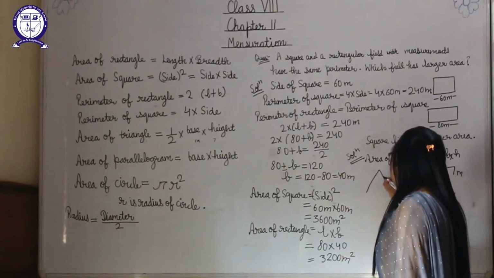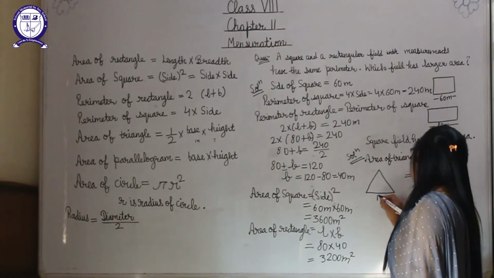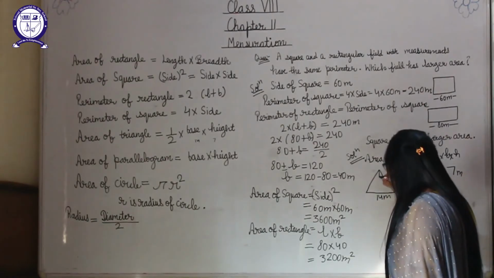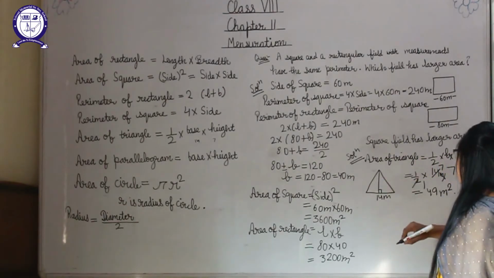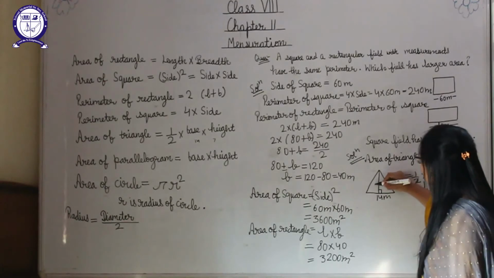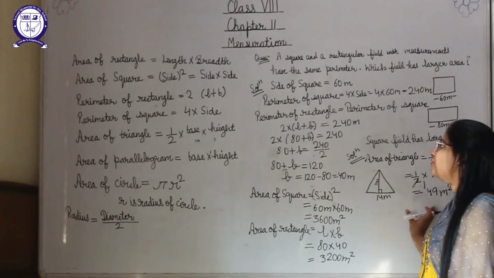Okay, how? Suppose this is the triangle. The base is given to be 14 meters and the height is always at 90 degrees. This perpendicular line is the height and it is given to be 7 meters. So this is how we can find the area of a triangle.